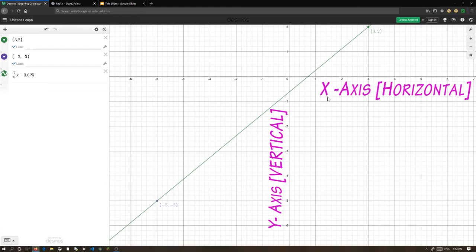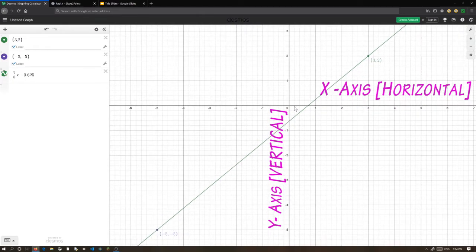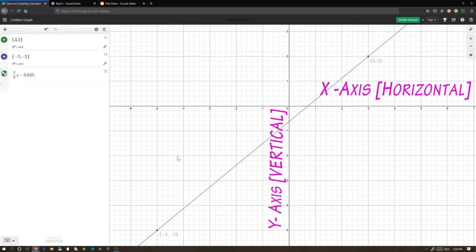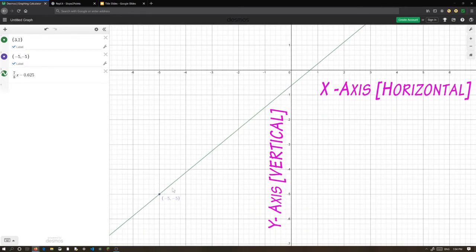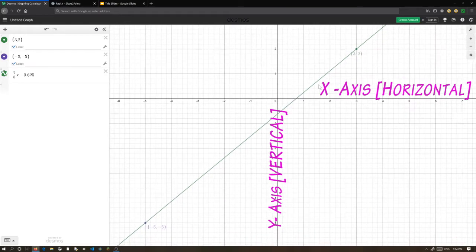X is horizontal and y is vertical. The way you find a point is by going the amount of units on the x-axis for the first coordinate, which is 3, and then the amount up for the second coordinate, which is 2. But if you have negative numbers, you just go the opposite. So yeah, then you have, let's say, (-5, -5) and (3, 2).